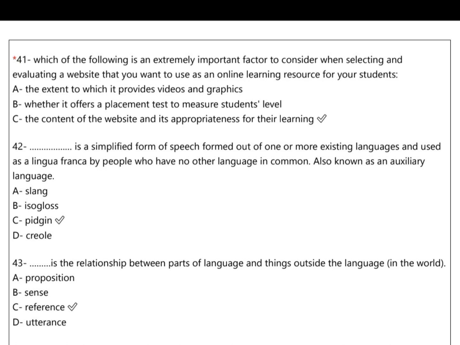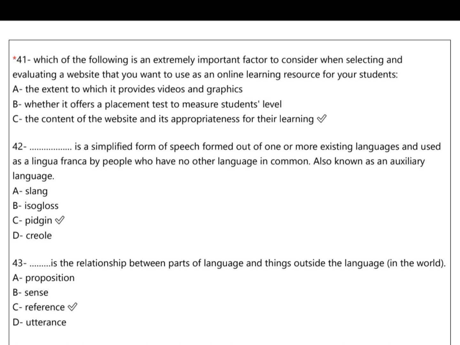41. Which of the following is an extremely important factor to consider when selecting and evaluating a website that you want to use as an online learning resource for your students? A. The extent to which it provides videos and graphics. B. Whether it offers a placement test to measure students' level. C. The content of the website and its appropriateness for their learning.